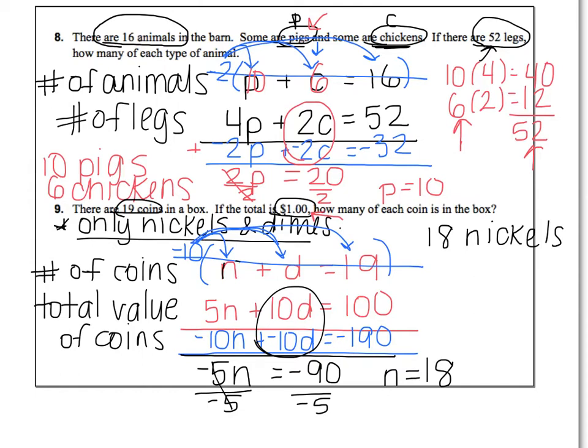For a total of 19 coins, I would need 1 dime. So I now have my answer to that problem.